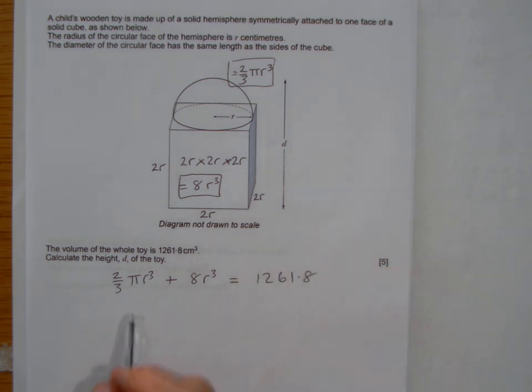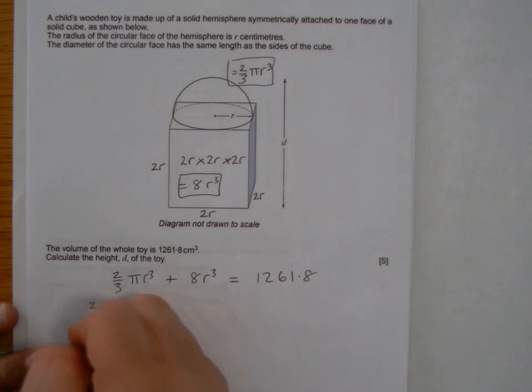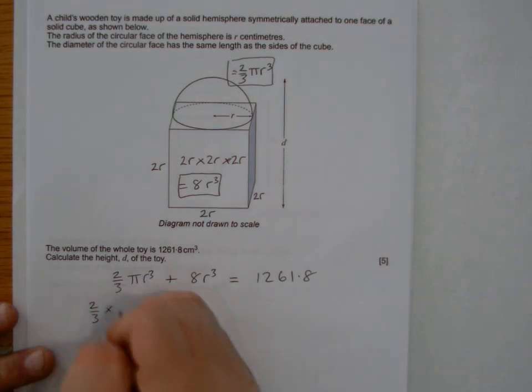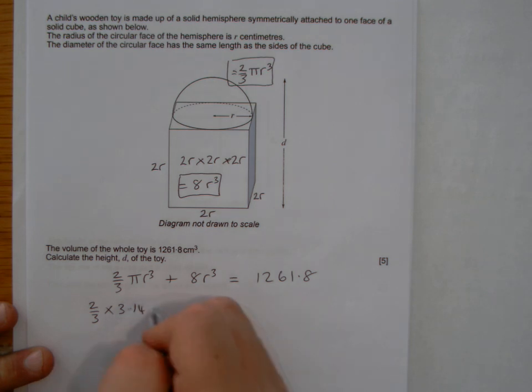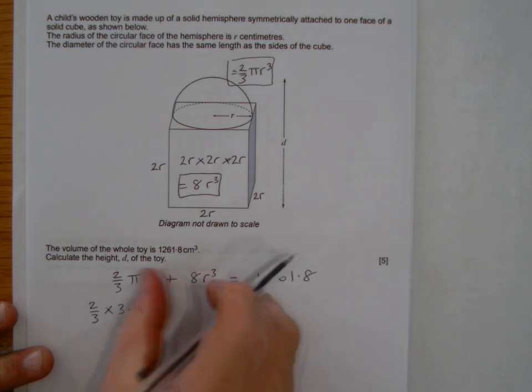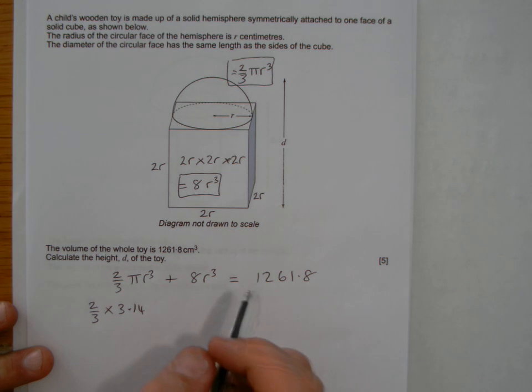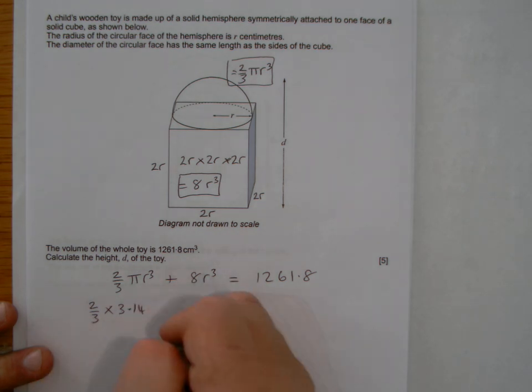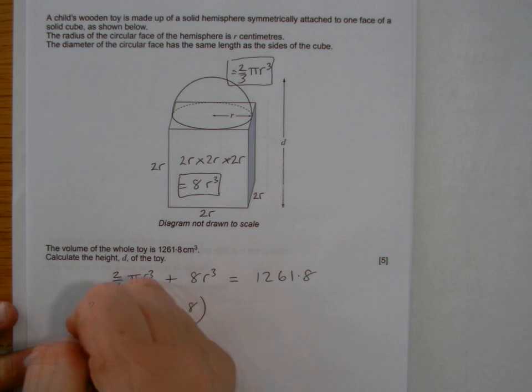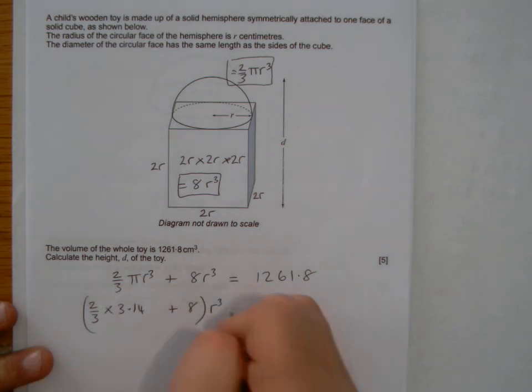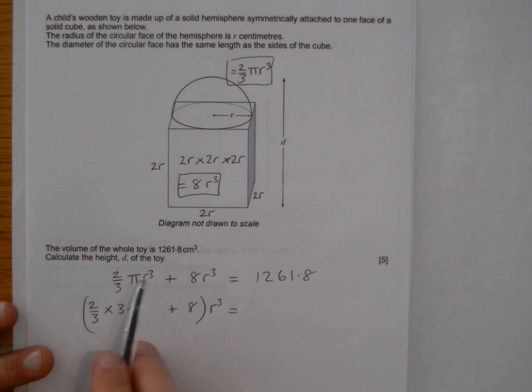So we can say 2/3 pi r cubed add 8r cubed is equal to the volume there, which is 1261.8. Now on my calculator, I'm going to type in 2/3 times 3.14 for that, and then whatever that is, I need to add 8 to it. I could actually do that in one go because I want to put these r cubes together. It's as if I'm factorizing the r cubed, and then just adding the number of r cubed we've got, so whatever that is, add 8 to it.